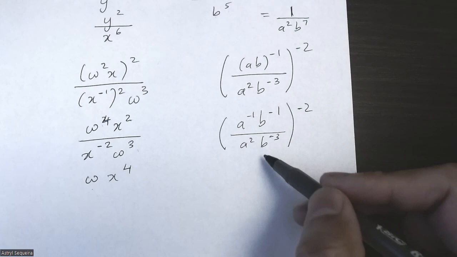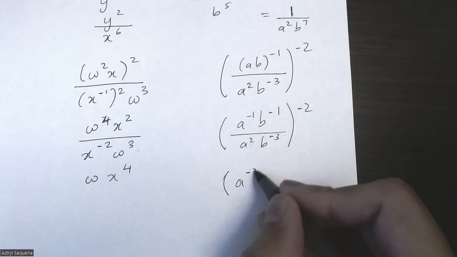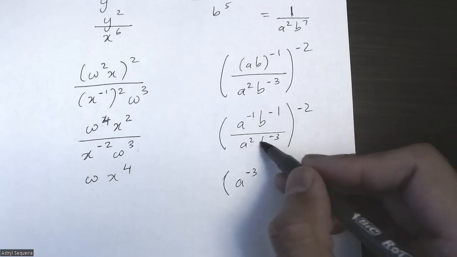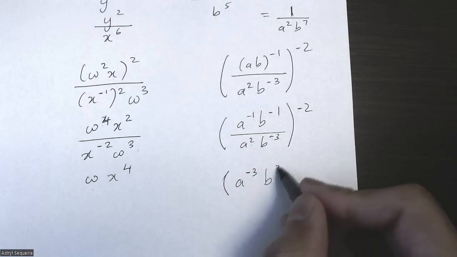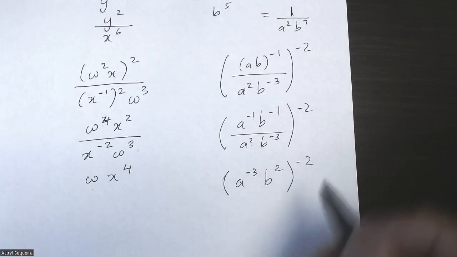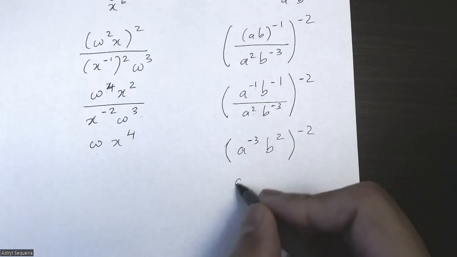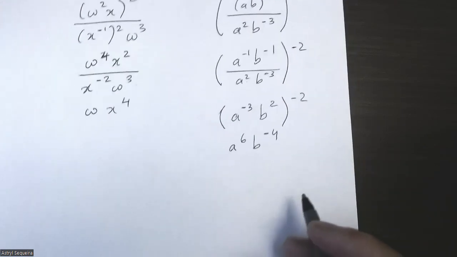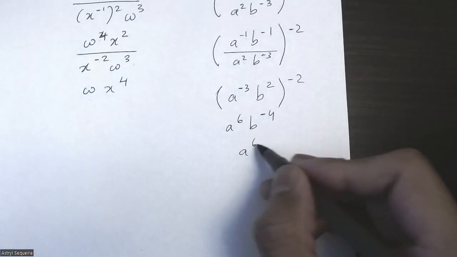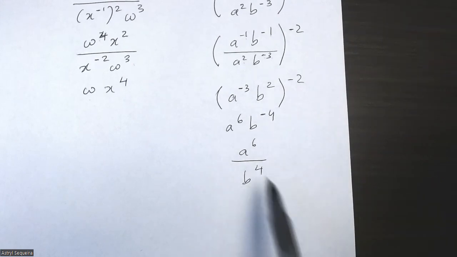Now I'll combine the a's and the b's inside the bracket. So negative 1 minus 2 is negative 3. And negative 1 minus negative 3, that's negative 1 plus 3, which is positive 2. And now I'll distribute this exponent into this bracket. So I have a^6, b^-4. I multiplied there. And last step is I just have to make this a positive exponent. So my final solution is a^6 divided by b^4.